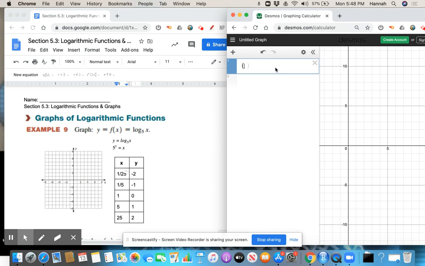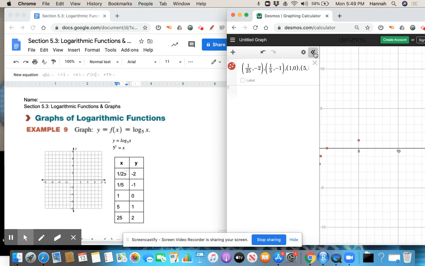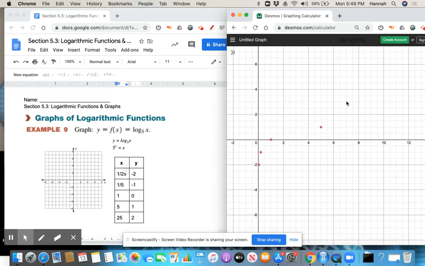points, and we'll take a second and just see what they look like. 1/25, -2; 1/5, -1; 1, 0; 5, 1; and 25, 2. Again, I just want to reiterate to you, look what's happening here. Look at this graph. It's the inverse of an exponential.